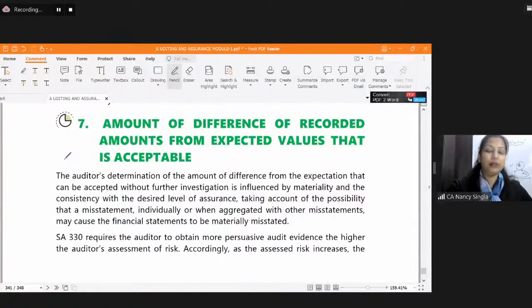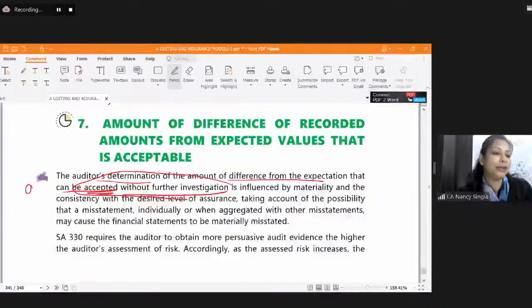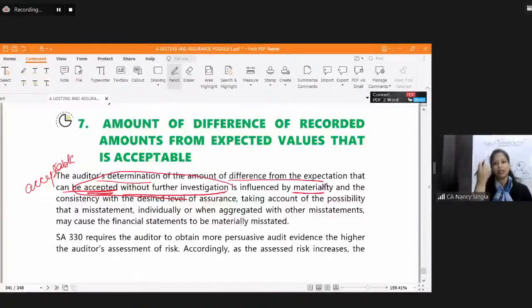Basically, the auditor will decide that, since he is just estimating, he will decide an acceptable difference. Now, what is acceptable difference? The auditor's determination of the amount of difference from expectation that is accepted without further investigation. This is the definition of acceptable difference. This difference is acceptable without further investigation, and it depends upon materiality. Obviously, if any item is material, the auditor will not accept any difference. Right? And the desired level of assurance.